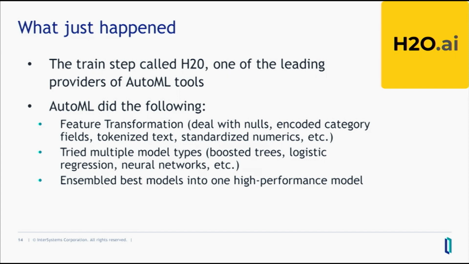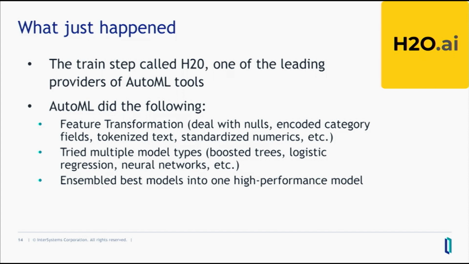So the provider is first doing some feature transformation, dealing with null values, which we saw we have some nulls. And then it's trying out multiple traditional models, such as boosted trees and logistic regression, and it's selecting the best models among these and ensembling them together. This is a specific machine learning term. It's ensembling them together to get one better, more high-performance model.